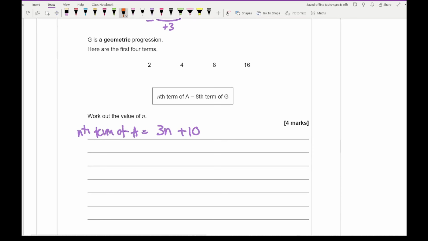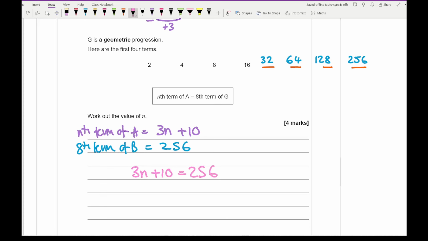Now to work out the 8th term, they've already given me the first 4, so I'll just do 4 little dashes. Now the geometric progression is basically doubling in numbers. So the next number is going to be double 16, which is 32. The next is double 32, which is 64. The next is double 64, which is 128. And the 8th term is double 128, which is 256. So the 8th term of G is going to be 256.